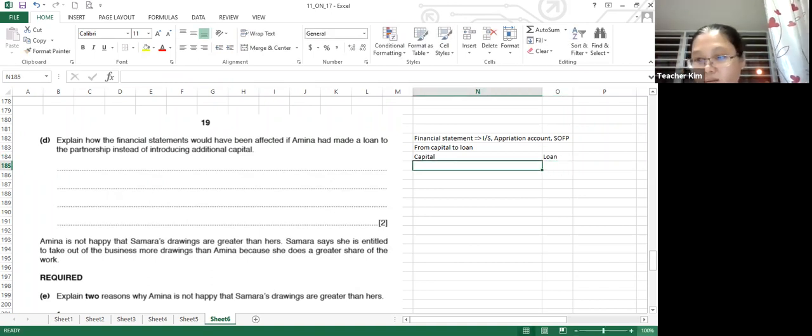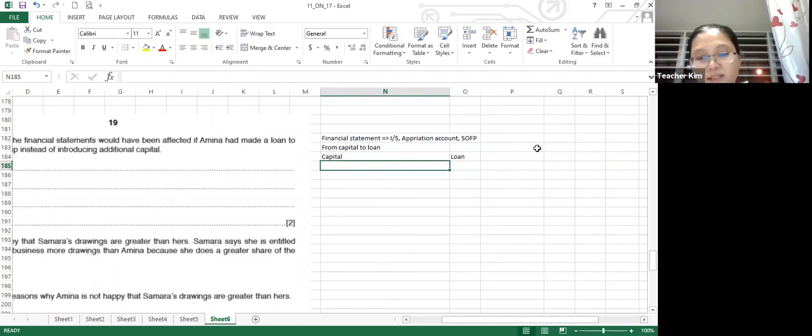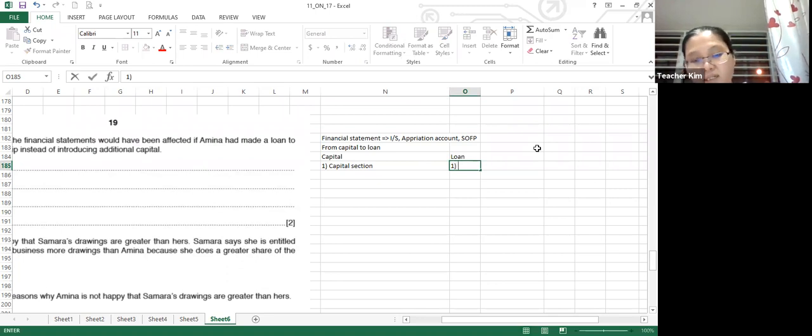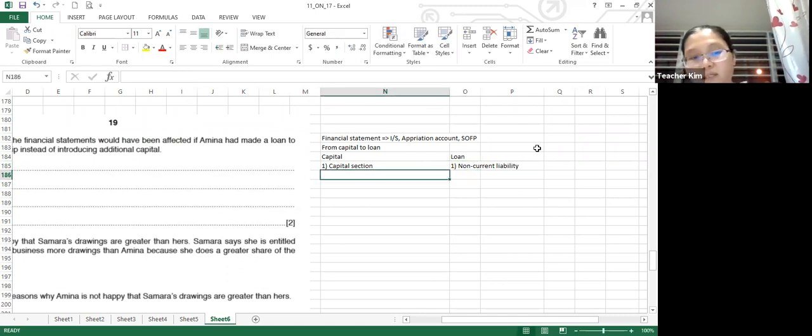What are the differences between capital and the loan? Capital is first, this one is under the capital section. Whereas for the loan, this is under non-current liability. Under the capital, there is no rule saying that you must pay anything unless they say so in the agreement.